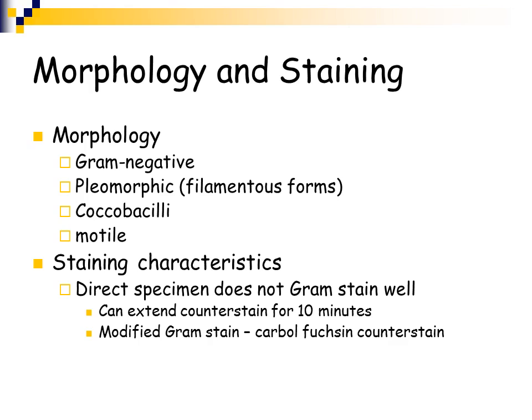So in order to actually see this organism under a microscope, you need to extend your safranin counterstain for 10 minutes. You can also do a modified gram stain. So you would do your typical crystal violet and your iodine and your decolorizer, but instead of counterstaining with safranin, you would counterstain with a dye called carbol fuchsin.